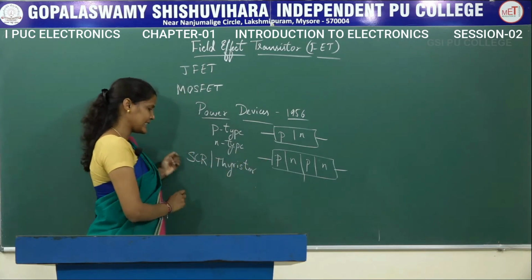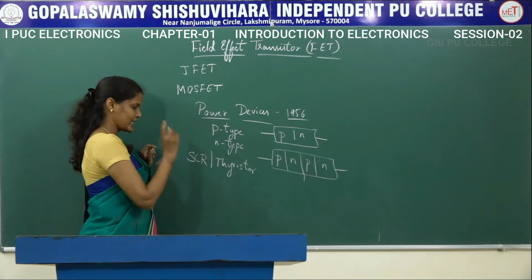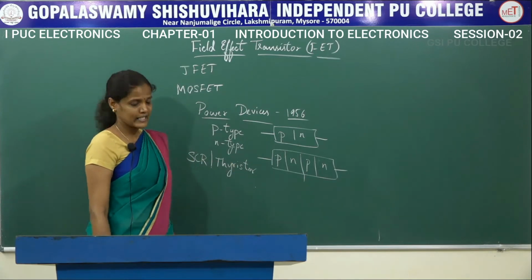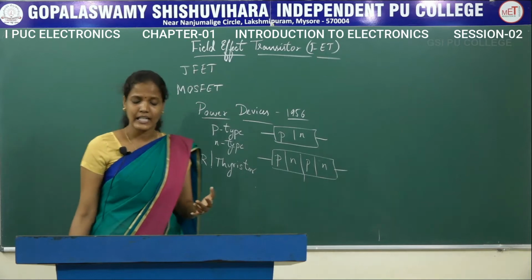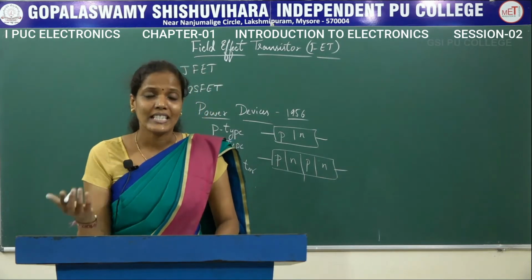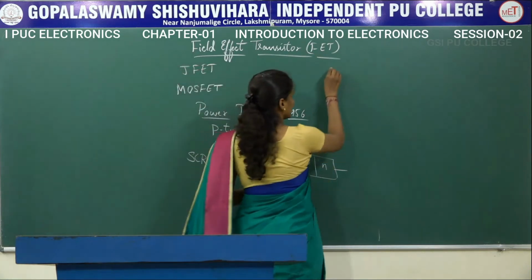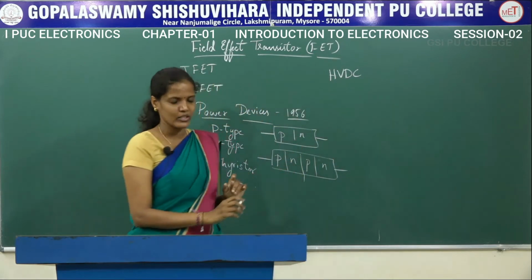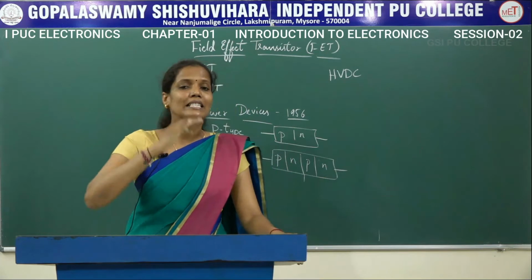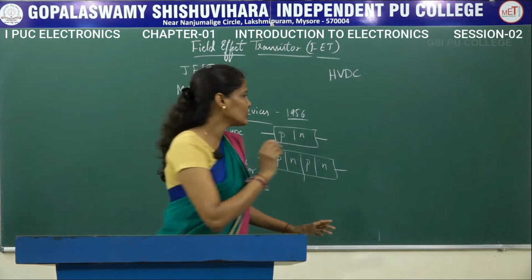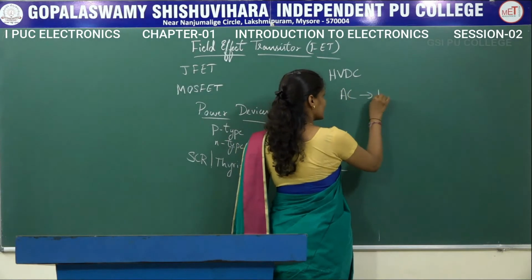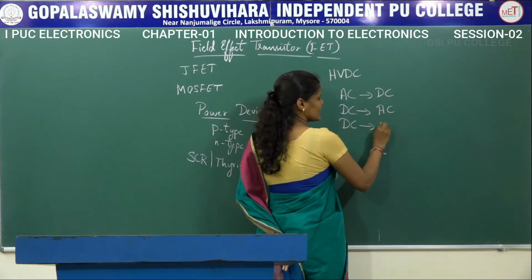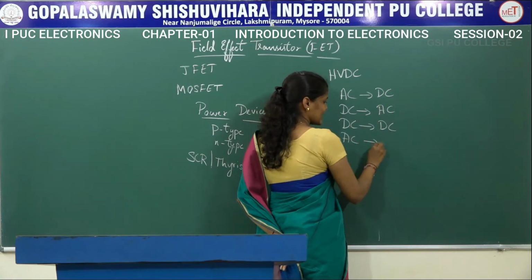What is this SCR? SCR is nothing but silicon controlled rectifier, and this SCR is also called a thyristor, and these thyristors or SCRs are mainly used in HVDC transmission. HVDC transmission means high voltage direct current transmission, and it is also used to convert single phase to 3 phase, or to convert AC signals to DC signals, or DC signals to AC signals, DC to DC and AC to AC.